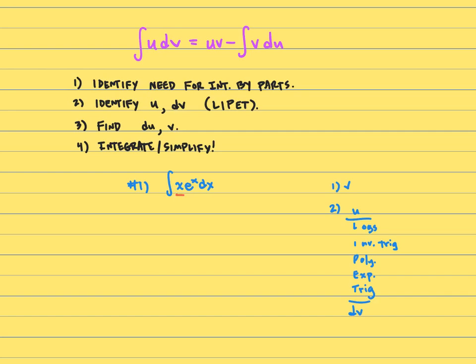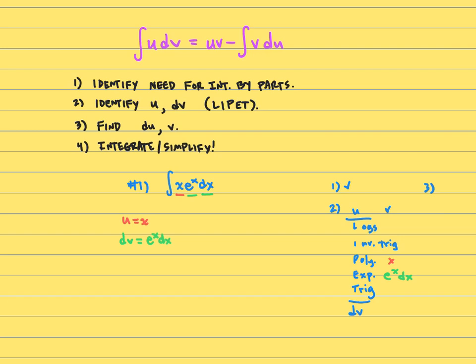We have x, which is a polynomial function. It's just a linear function. And then we have e to the x, which is an exponential function. And along with e to the x, we tag onto it dx. So whatever your dv is, you always tag the dx onto it. Okay, so now that I know that u equals x and dv equals e to the x dx, we have checked step 2. Let's move on to step 3.